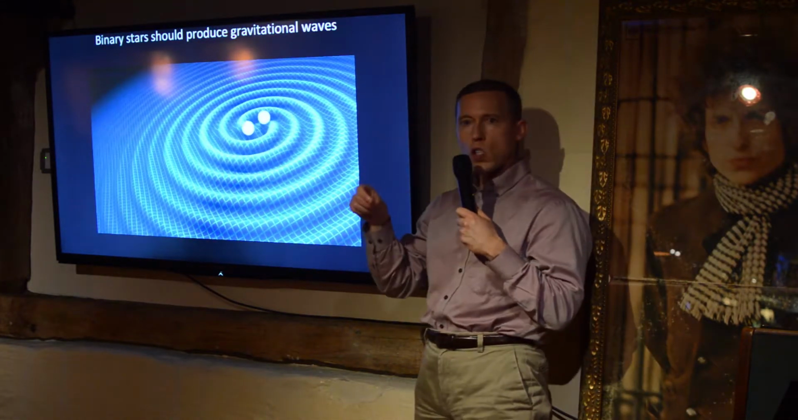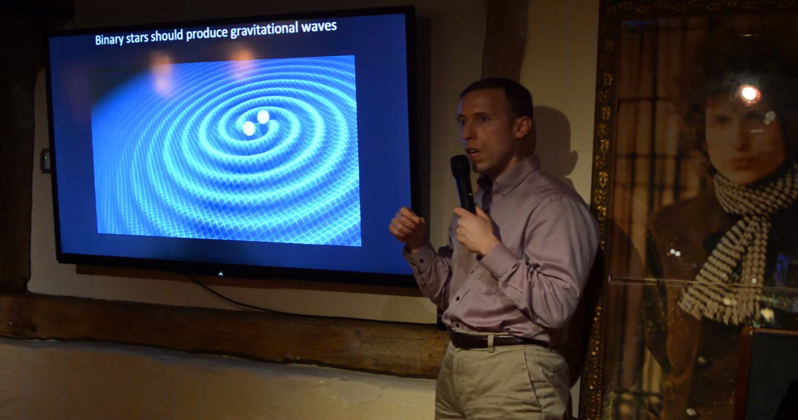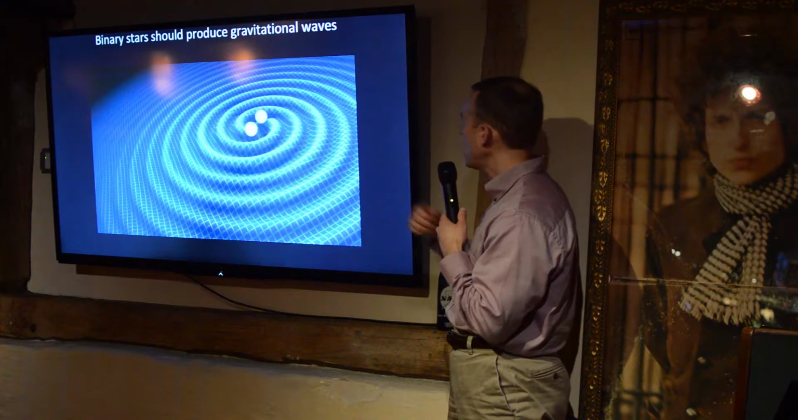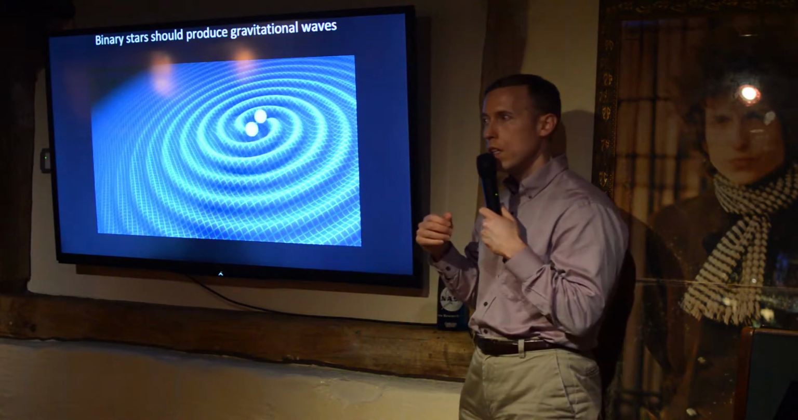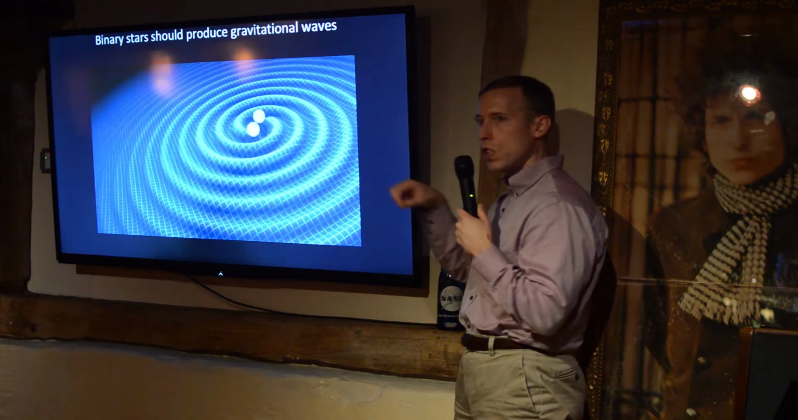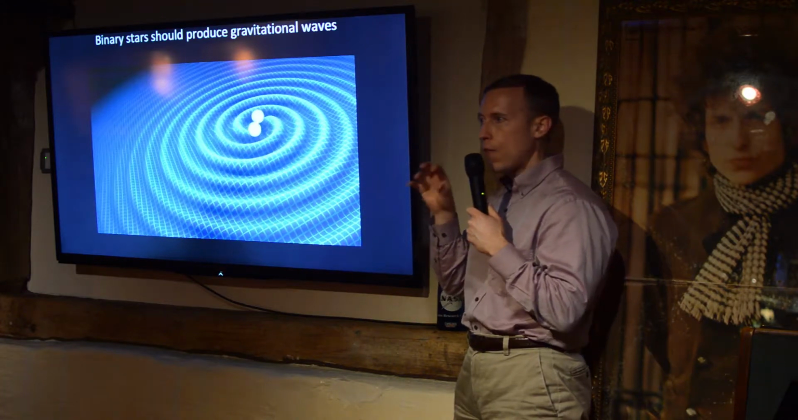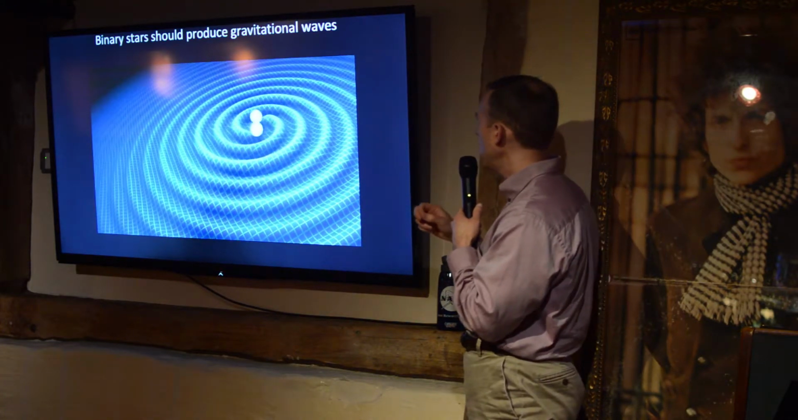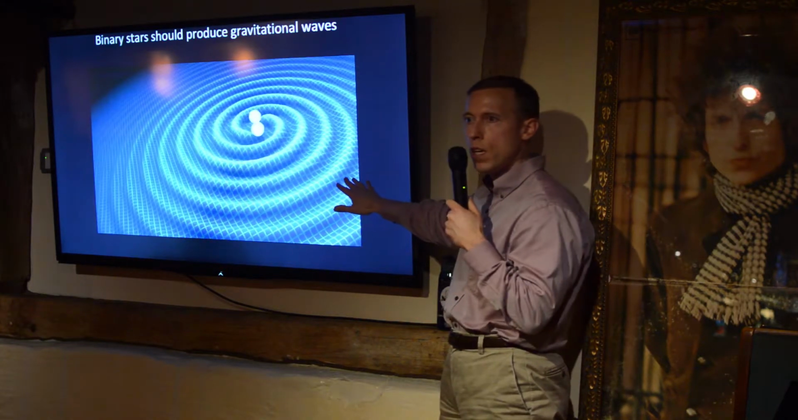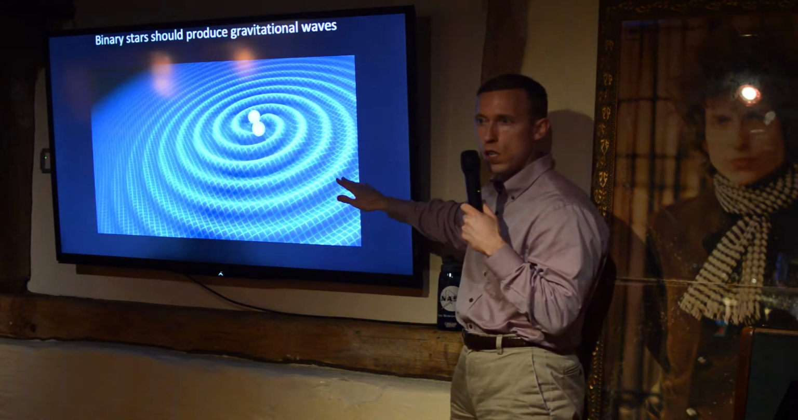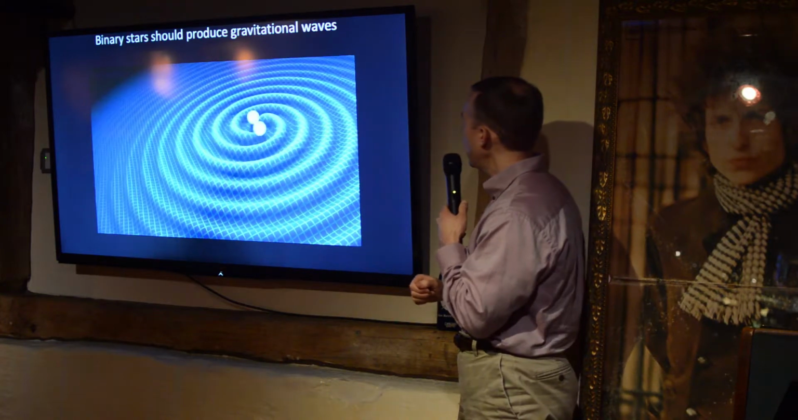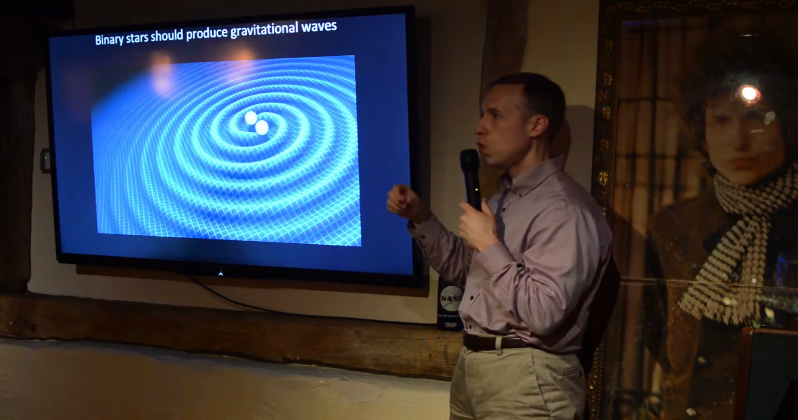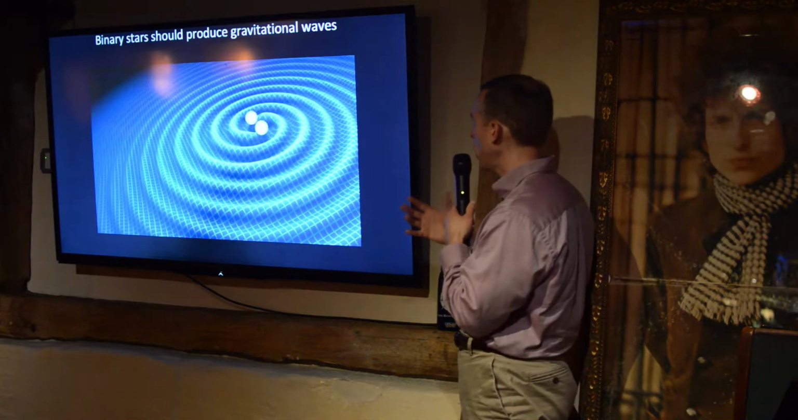So if you have two stars orbiting each other, they should produce ripples in space surrounding them. These are known as gravitational waves. And if the stars that are orbiting each other have very strong gravity, like two black holes or two neutron stars, these ripples should be most significant. They should be strongest in those cases. And so it's possible you might detect gravitational waves from two neutron stars that are about to merge together and collide.